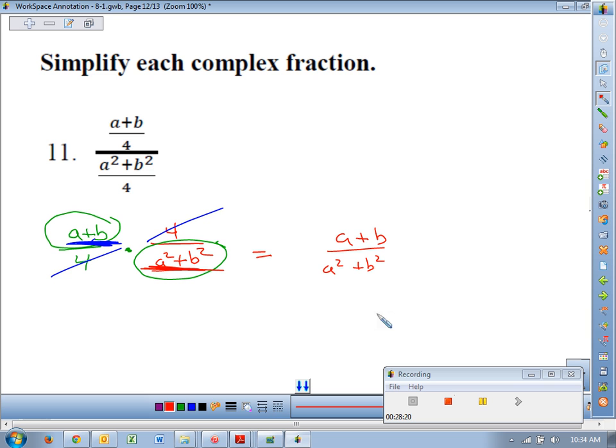The question someone asked was, can we play where are there more with those? That's a great question. Because they're like, there's some A's upstairs, some A squareds downstairs. It's a binomial over a binomial, though. It doesn't work that way. The only time you can play where are there more is if it's monomials over monomials. So that is our answer right there. A plus B over A squared plus B squared.